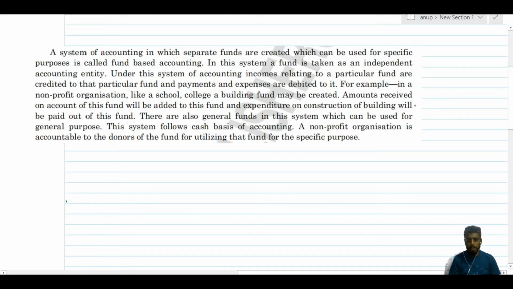So, hello students. Today we are going to study a topic under NPO. The name of the topic is Fund-Based Accounting. So let us understand what is fund-based accounting.